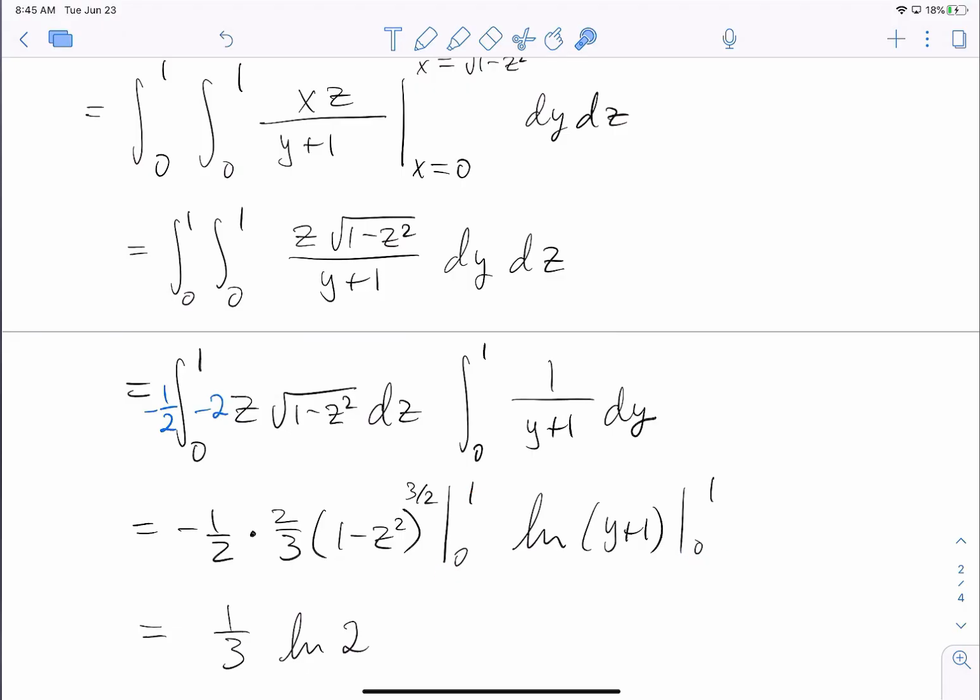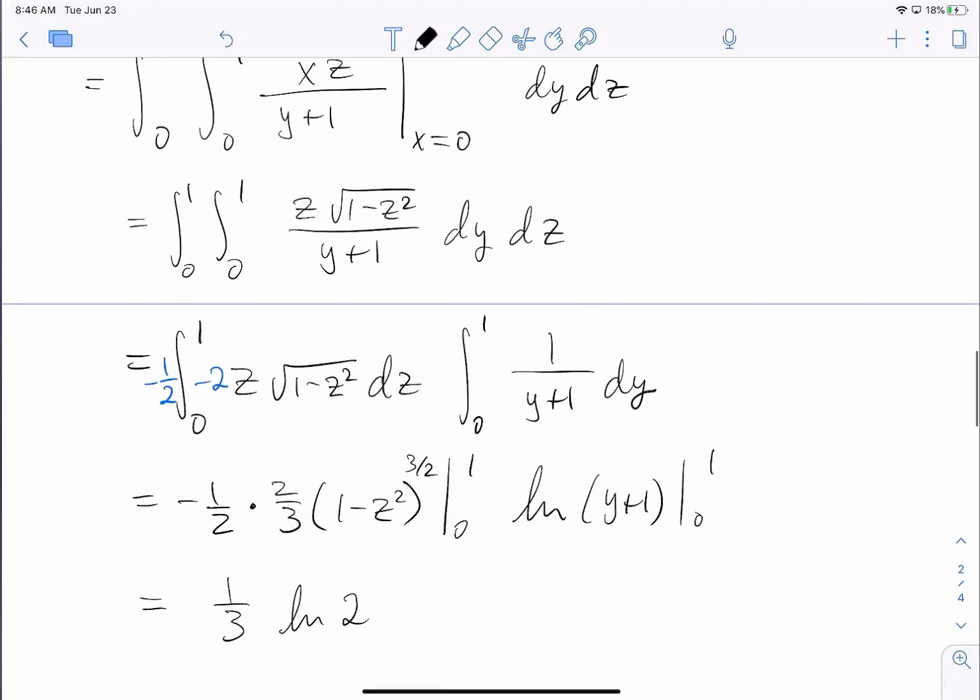Plugging in 1 in place of z is going to give me a 0 term. With that minus, it gets offset. So 0 in place of z gives me 1/3. 1 in place of y for the natural log of y plus 1 gives me natural log of 2. And 0 in place of y gives me the natural log of 1, which is 0. So our answer is 1/3 times the natural log of 2.